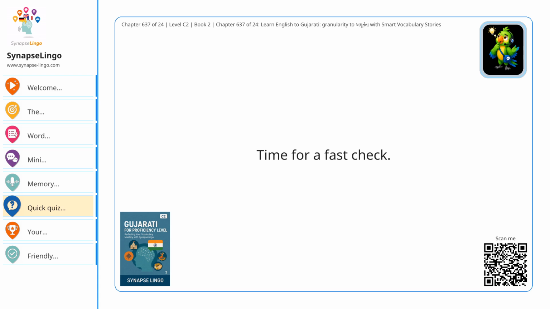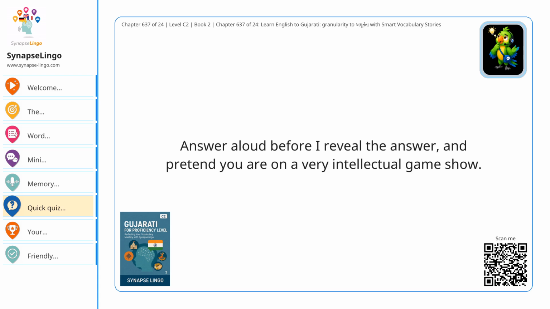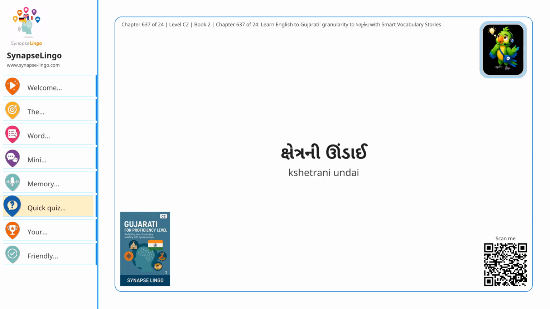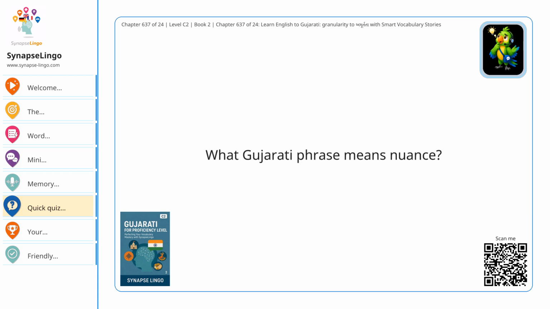Quick quiz, no panic. Time for a fast check. Answer aloud before I reveal the answer, and pretend you are on a very intellectual game show. What Gujarati word means granularity? સૂક્ષ્મતા. What Gujarati term means depth of field? ક્ષેત્રની ઊંડાઈ. What is differentiation in Gujarati? ભિન્નીકરણ. What Gujarati phrase means nuance? સૂક્ષ્મ ભેદ.